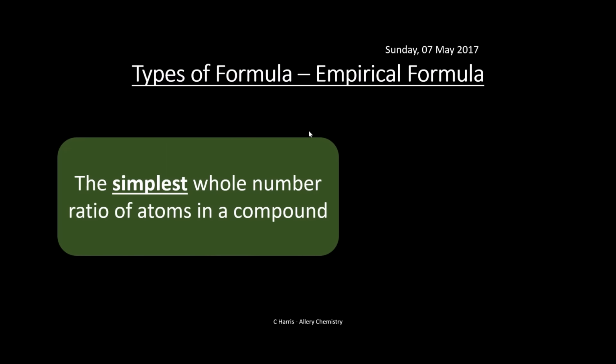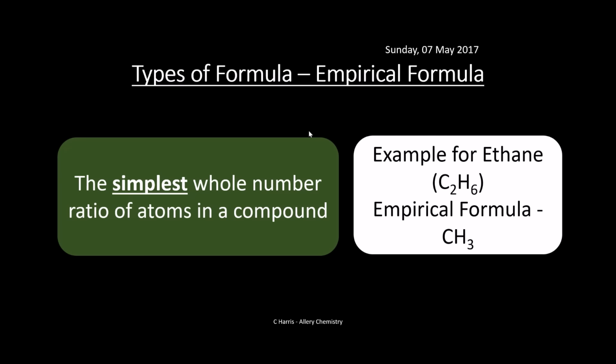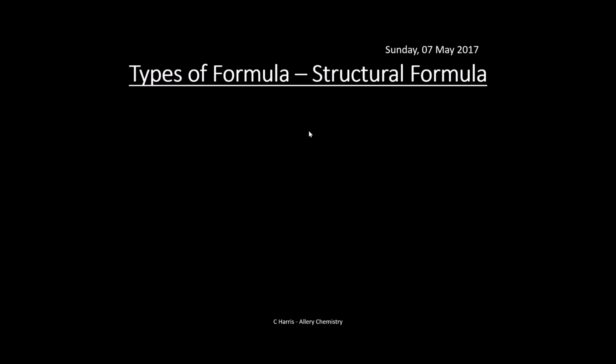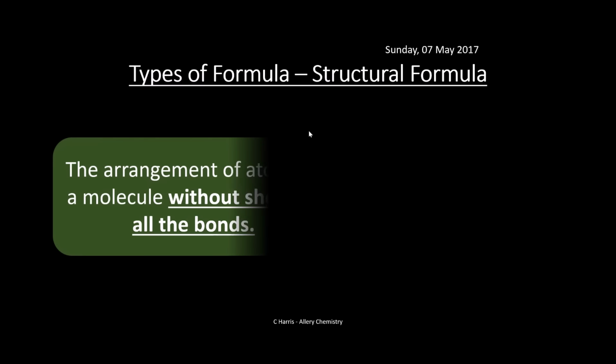Empirical formula. This is very similar to the molecular formula, except this is the simplest whole number ratio of atoms in a compound. Now these look a little bit odd because they don't seem to fit. For example, if we use the ethane example from before, that was C2H6. Its empirical formula is CH3. You look at that and think, well, that doesn't look right because carbon needs 4 bonds. But remember, this is just the simplest whole number ratio of a compound. So that's pretty important.